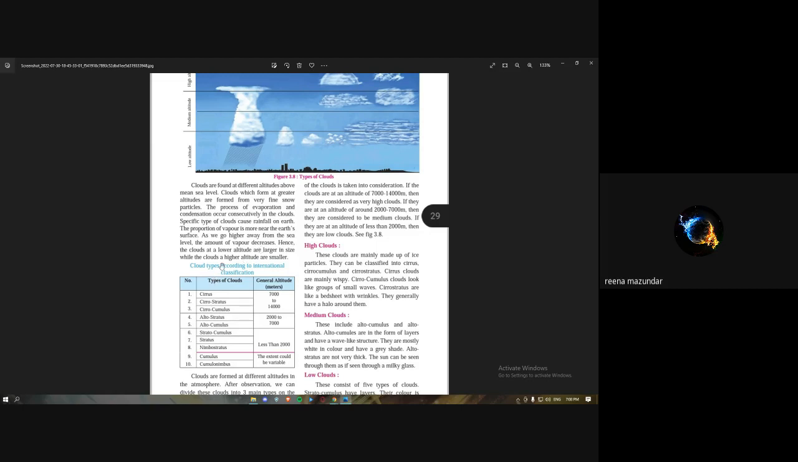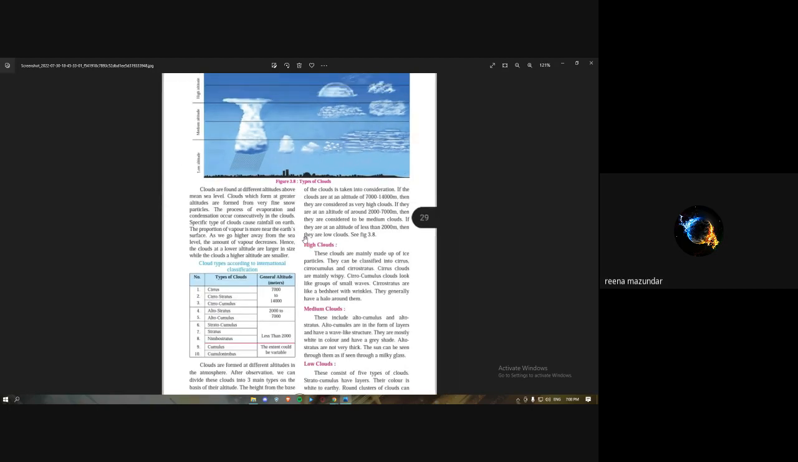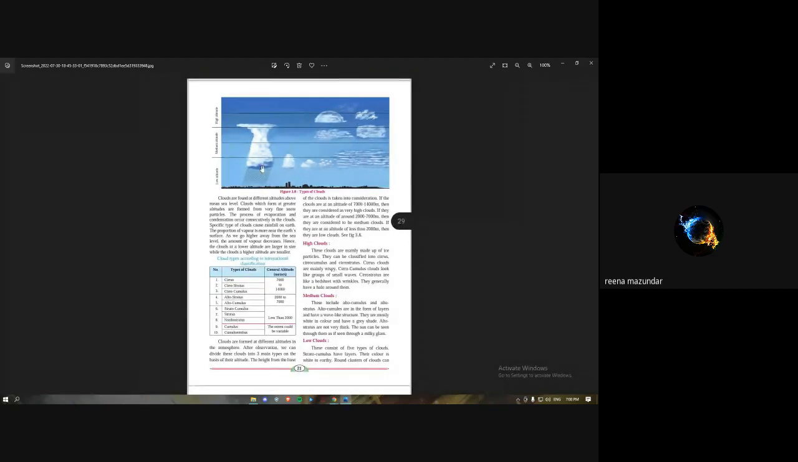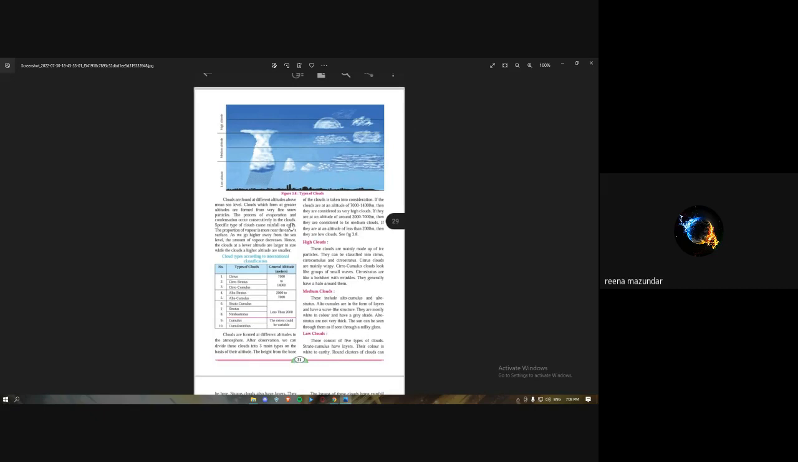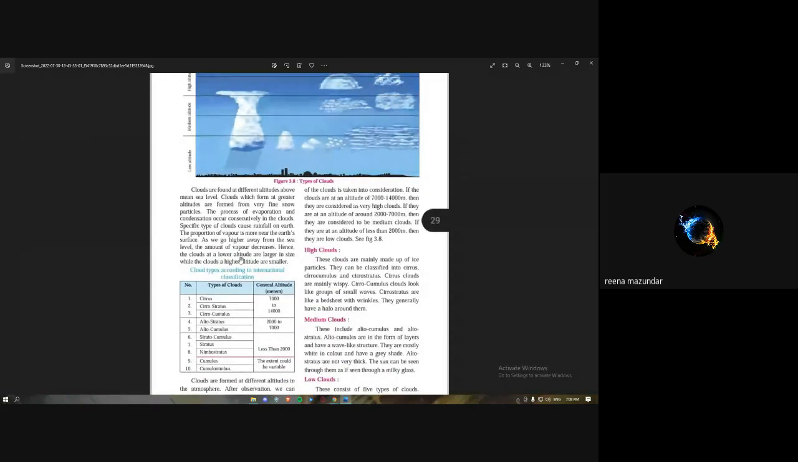So the clouds at lower altitude are larger in size, whereas clouds at higher altitude are smaller. Now you can see at the lower side it is very thick, but as it goes higher it goes on becoming smaller. The higher we go, the smaller it gets, isn't it? And therefore we can see this is how the difference between clouds is there.